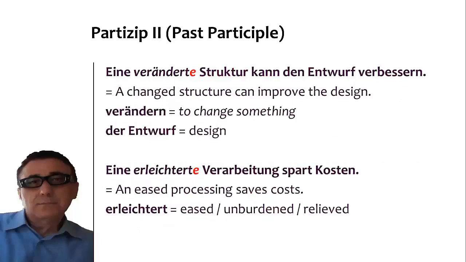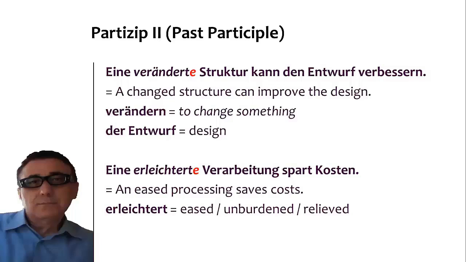Let's look at some good and simple sample sentences to have a better understanding of Partizip II. Eine veränderte Struktur kann den Entwurf verbessern. Der Entwurf means design. Do you remember the rule how to make Partizip II? The red color E at the veränderte comes from the article of Struktur. Because it is die Struktur, I add an extra E. And as you see, it is used with ein, with indefinite article.